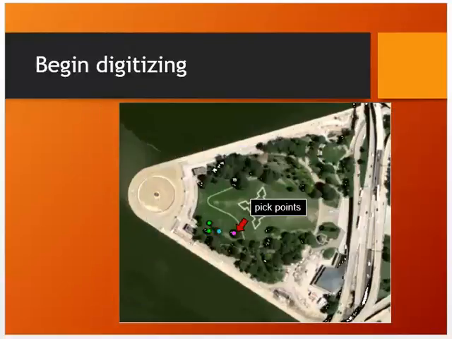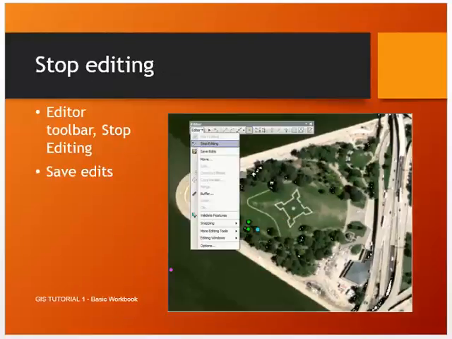So now you would begin digitizing. You would use your mouse to mouse over and click on the location that you want to add. In this case it looks like we're identifying the trees from the aerial image in this park. Once you're finished, you go to the editor toolbar and you select Stop Editing and Save.